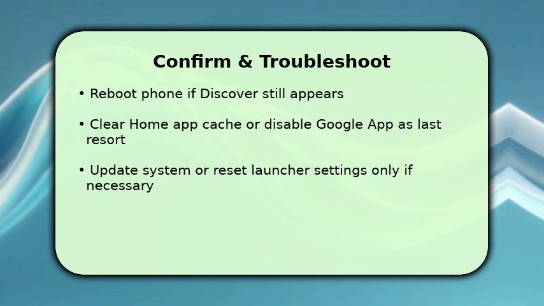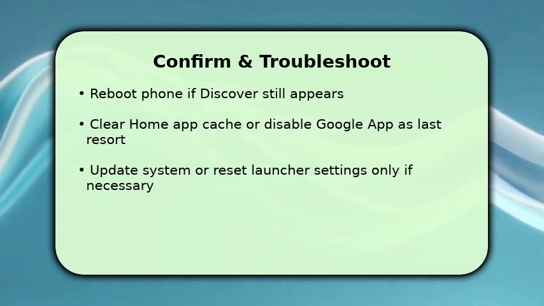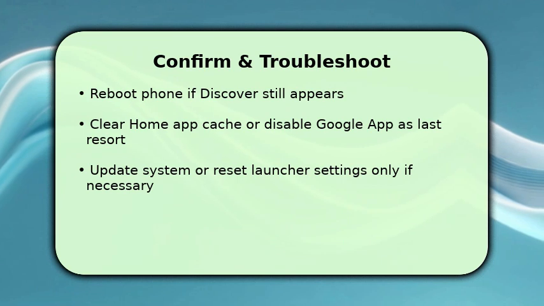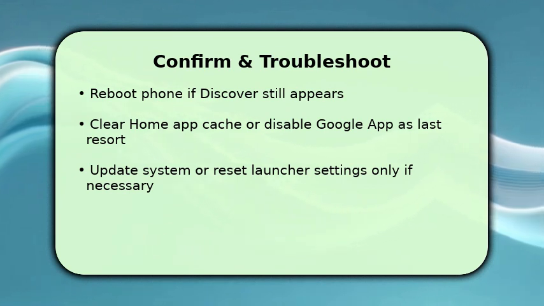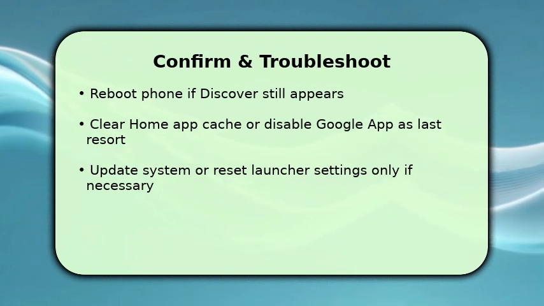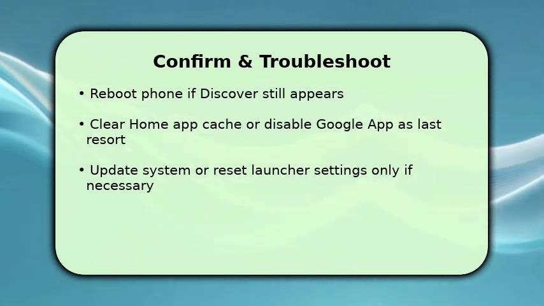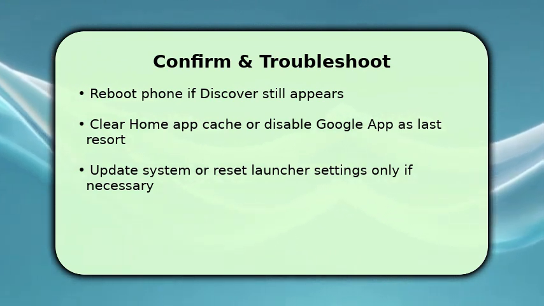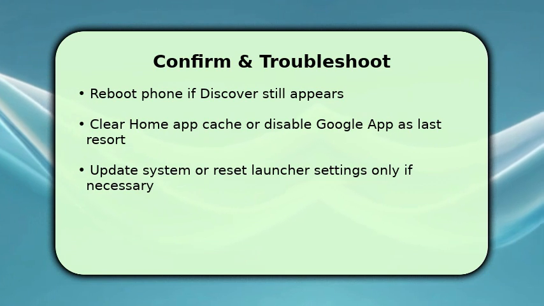Next, go to Settings, Apps, Home/Launcher and clear cache or force stop. If the Google app forces the feed, consider disabling the Google app temporarily. Only reset launcher settings or update system software if nothing else works. Remember, clearing app data resets the home layout, so back up widgets.